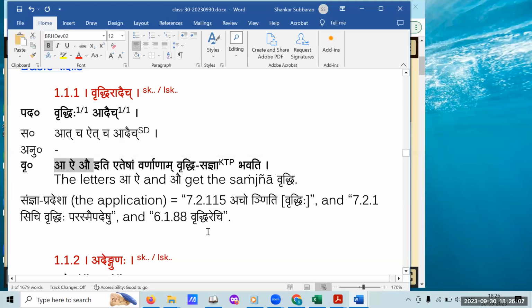Are you with me? Somebody raised a hand? No? Okay. So basically, the letters A, I, and Au get the name Vriddhi. Is this clear? It's just a plain sanya, which says the letters A, I, and Au get one name called Vriddhi. Okay.